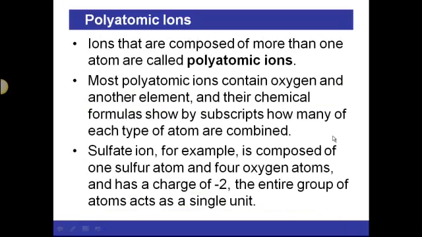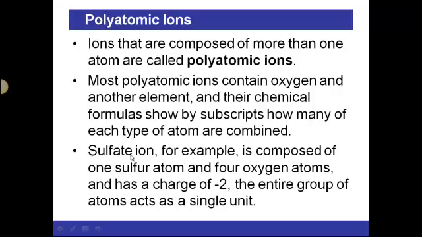We've already talked about the existence of polyatomic ions. Poly means many, and atoms is represented in this word as well. So there are many atoms inside the ion. Ions that are composed of more than one atom are called polyatomic ions. These are held together by covalent interactions, and so they move as an entire unit. Most polyatomic ions contain oxygen and another element, and their chemical formulas are shown by the subscripts of how many of each type of atom are combined.